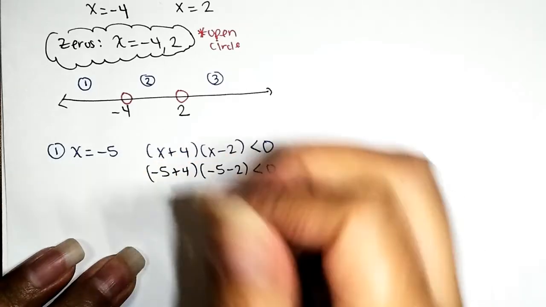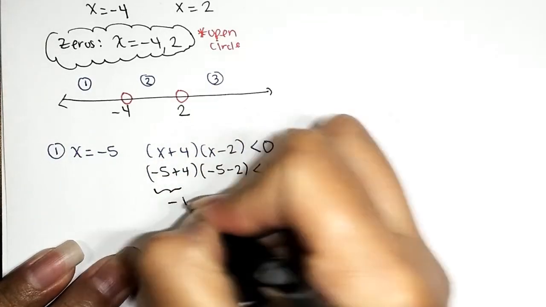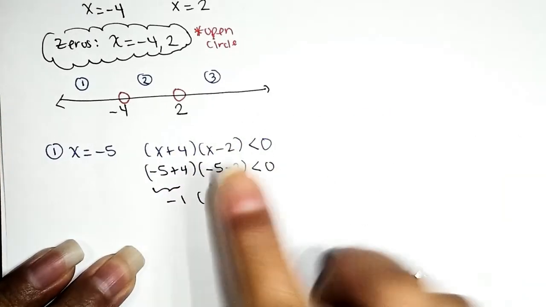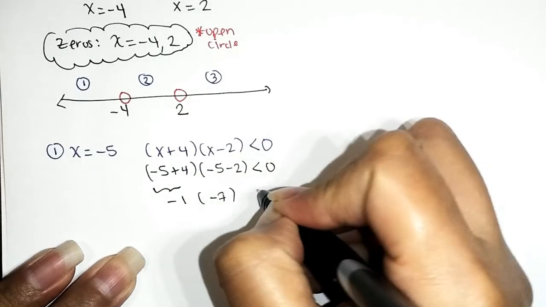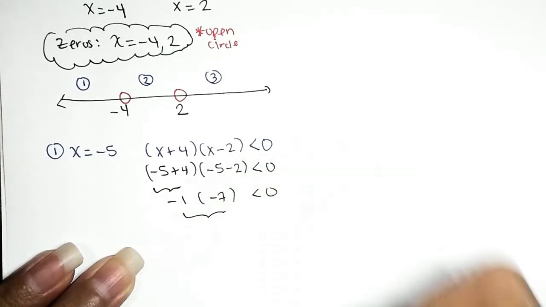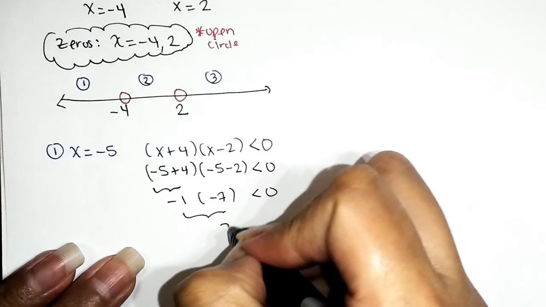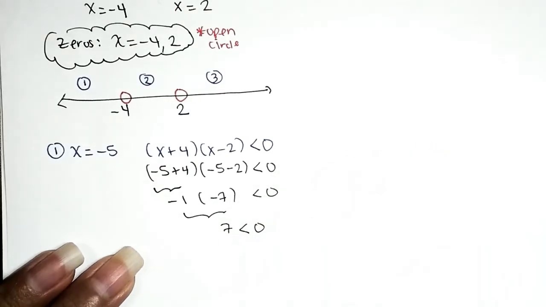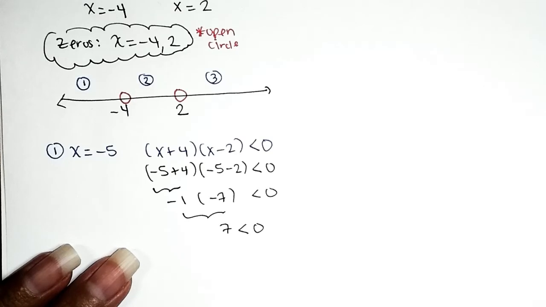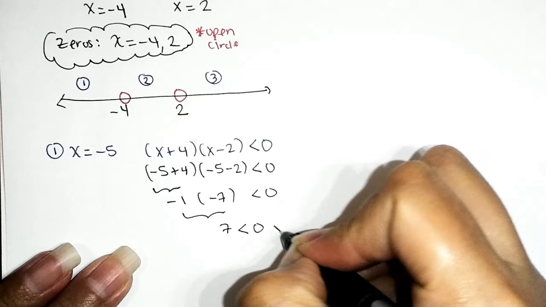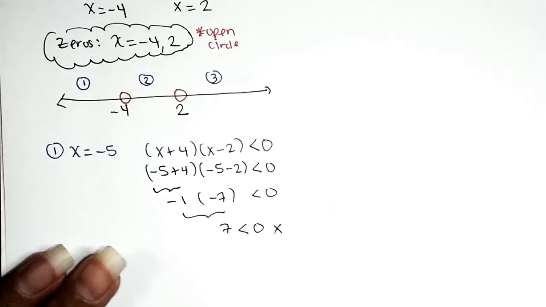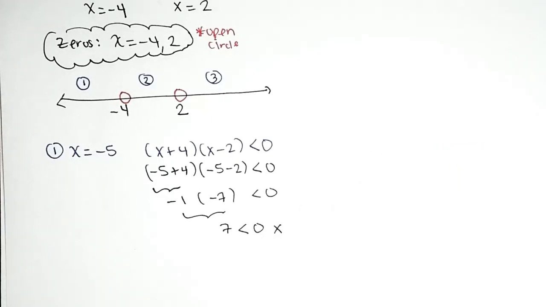Sum of negative 5 and 4 is negative 1. Difference of negative 5 and 2 is negative 7. Product of negative 1 and negative 7 is 7. And the question of the hour is: is 7 less than 0? I know that you know that 7 is not less than 0, so it doesn't check out. You could put false, but the word false and true doesn't really resonate with me.